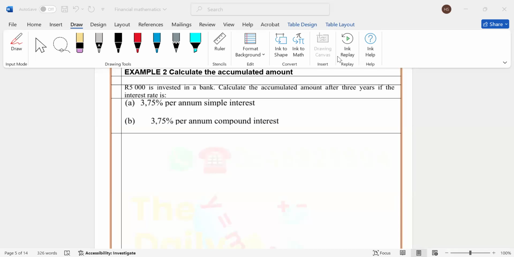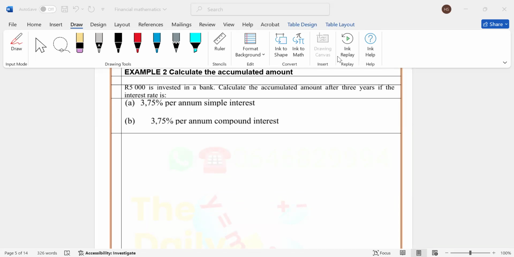Okay, we have our class rep who invests 5,000 in a bank. Now, our class rep has 5,000 to invest into a bank, and then they say calculate the accumulated amount. So we're going to calculate the accumulated amount. So which one do we want? Do we want the present value or do we want something in the future?